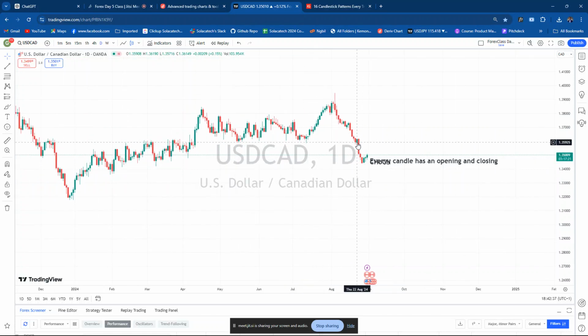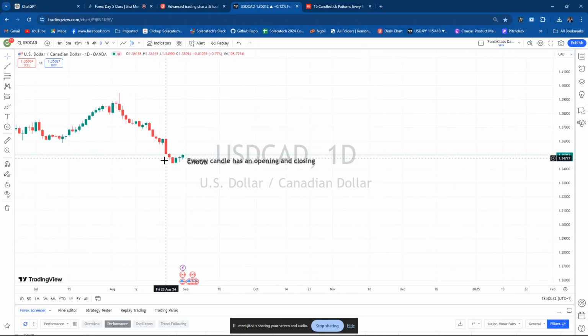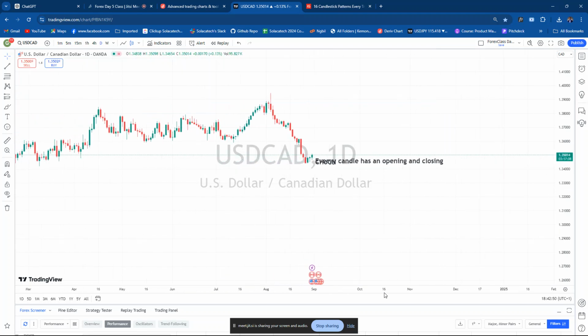Like this can be a reverse hammer. If you can see my screen, this guy here has a very short body. This guy too, there is a short wick. This is the body. So this can be a reverse hammer. Yeah, we'll still look at other ones.